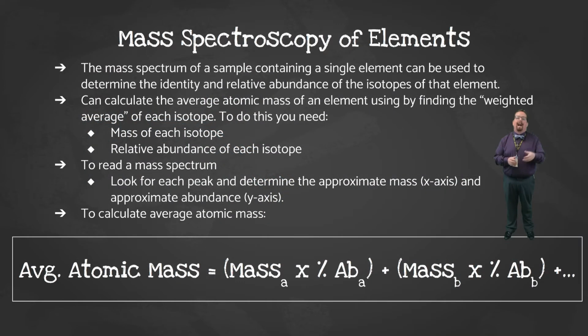In case you've forgotten though, here's a quick rundown. To find the average atomic mass, you take the mass of one isotope and multiply it by its percent abundance. Then you take the mass of another isotope and multiply it by its percent abundance, and keep doing this until you've multiplied the mass and percent abundance for each isotope. Then you add up all of those products and you'll have the average atomic mass. So let's try an example.